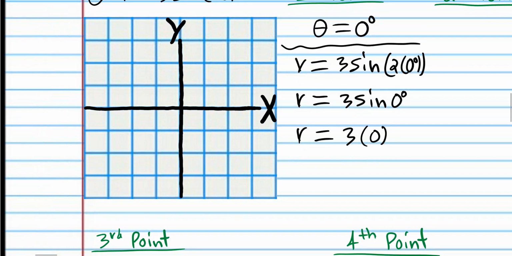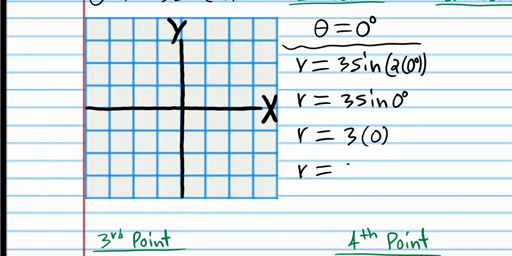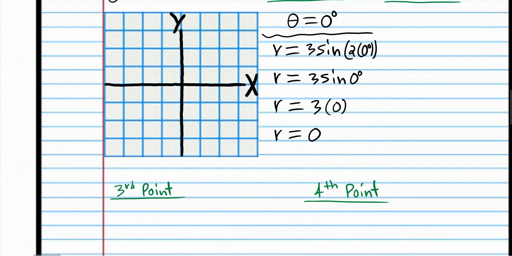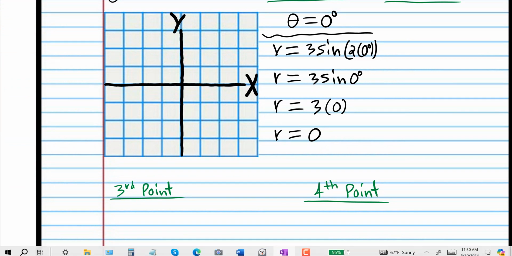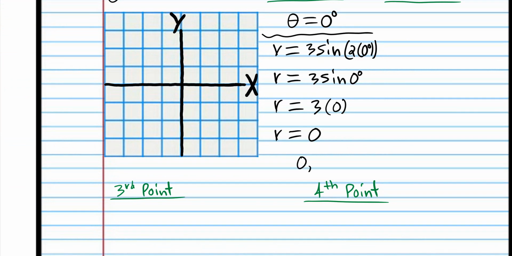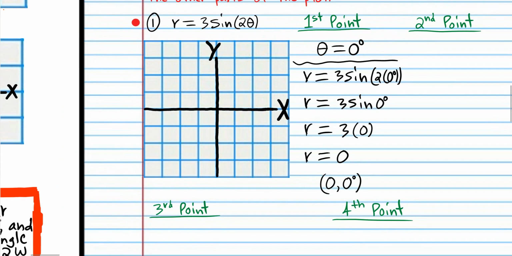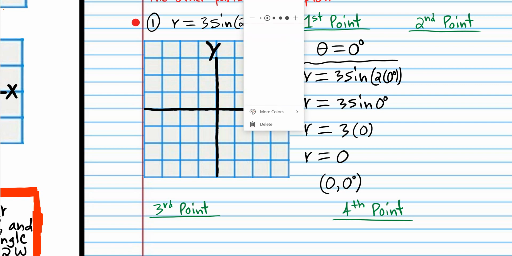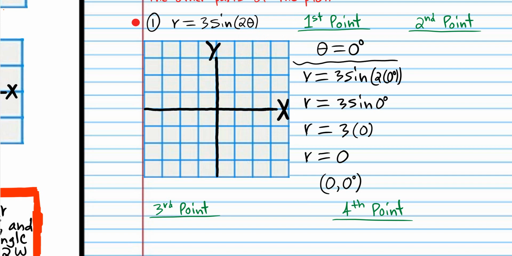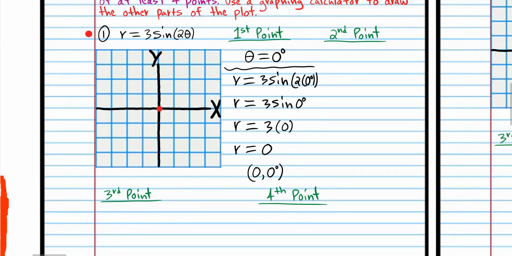So this is all review of things that we've done before. So now we see that if the angle is 0 degrees, then the r value is 0. So we have 0, 0 degrees. So that's just going to be at the origin. Whenever r is 0, our point is going to be right at the origin.